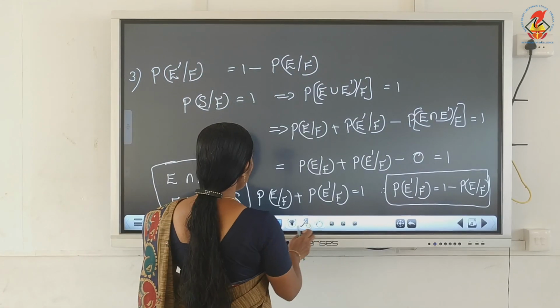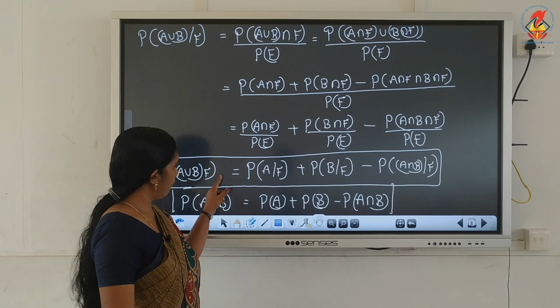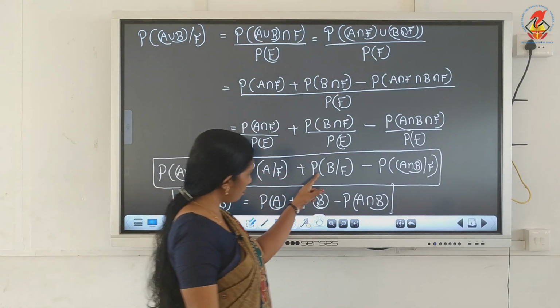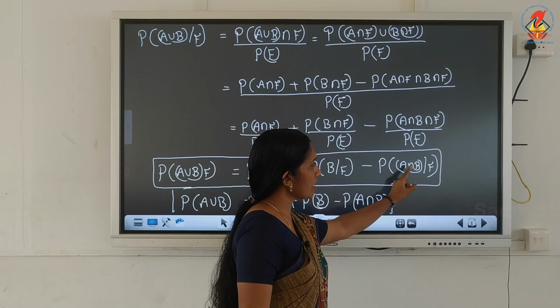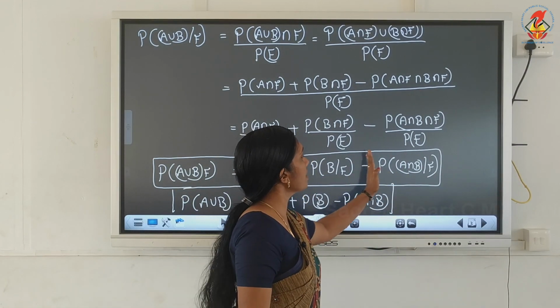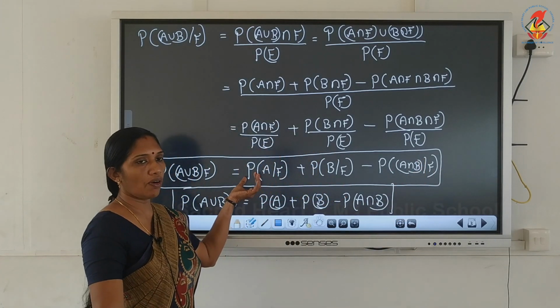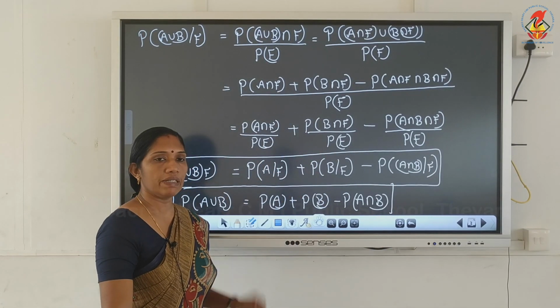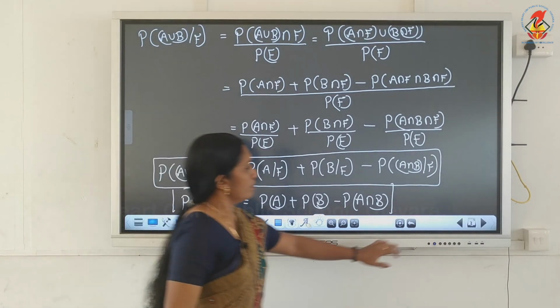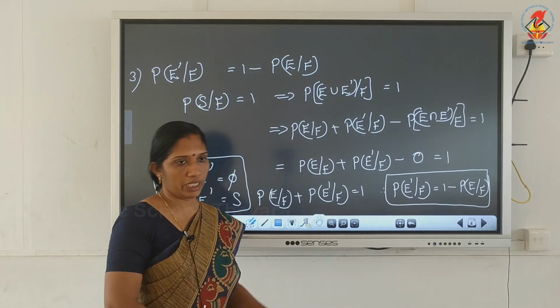Now, the last property: P of A union B given F is P of A given F plus P of B given F minus P of A intersection B given F. If A and B are disjoint, then this part will be 0. So you have to write only P of A given F plus P of B given F. So three properties and a definition. I hope all of you understood this.